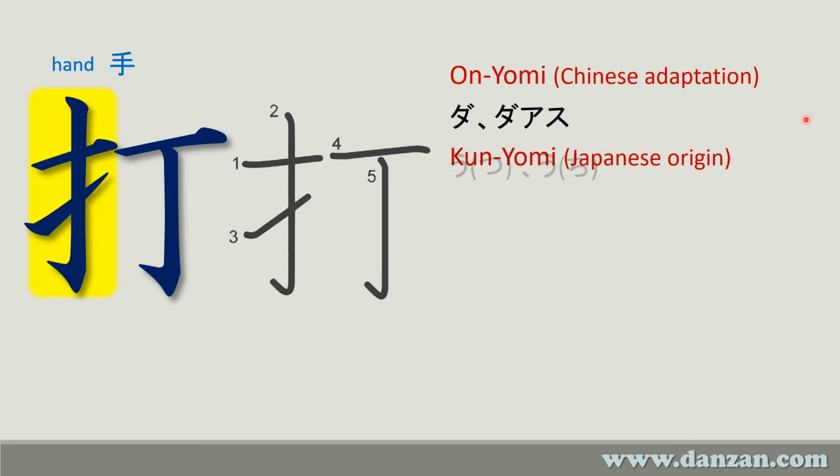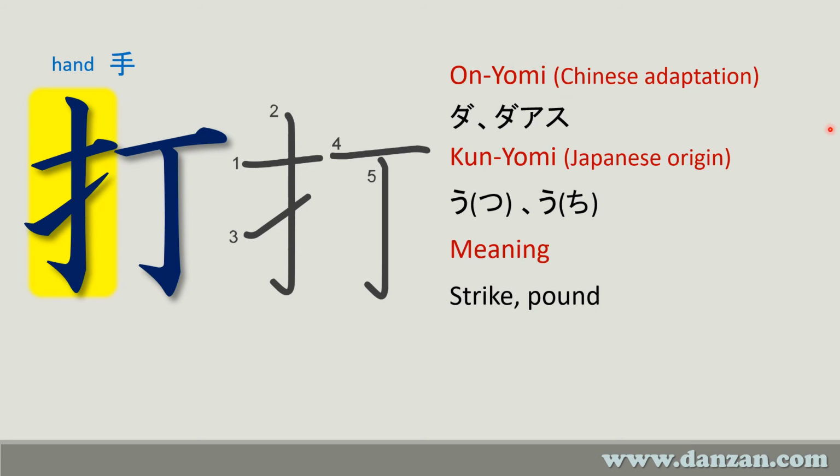The Japanese reading would be either utsu or uchi, depending on how it's being used. The meaning of this is to strike or to pound something. Here are a couple of usages of this. This says uchi komi dome, and this one says haya uchi. So those are a couple of techniques from Danzanryu that you may see.